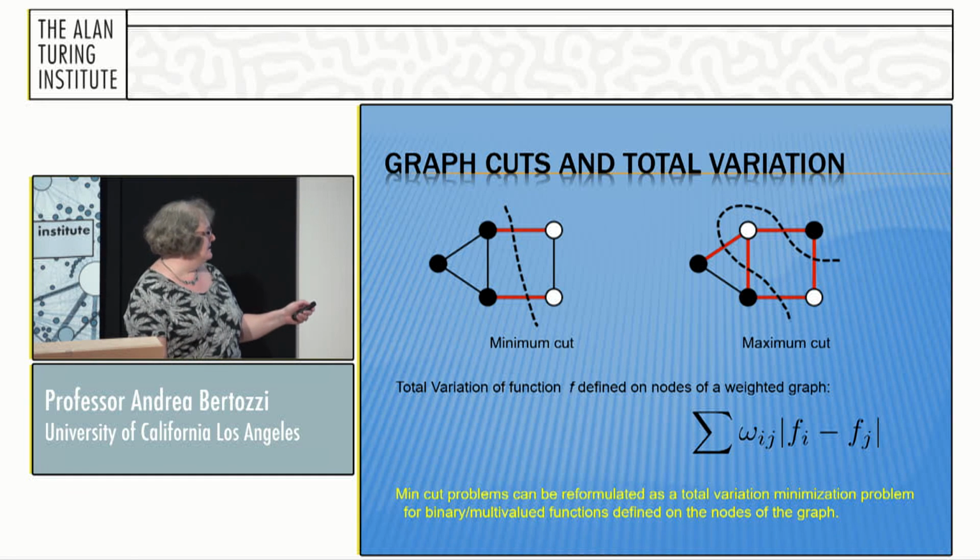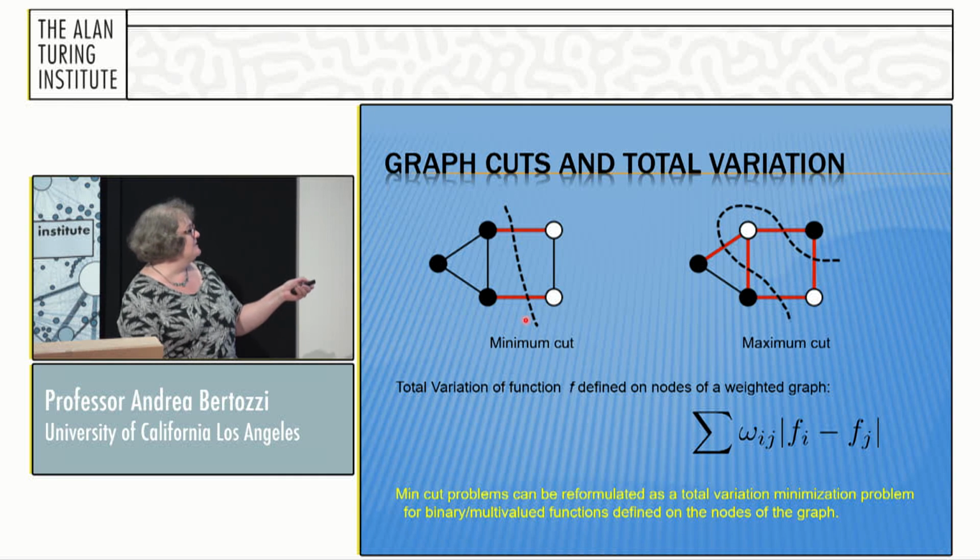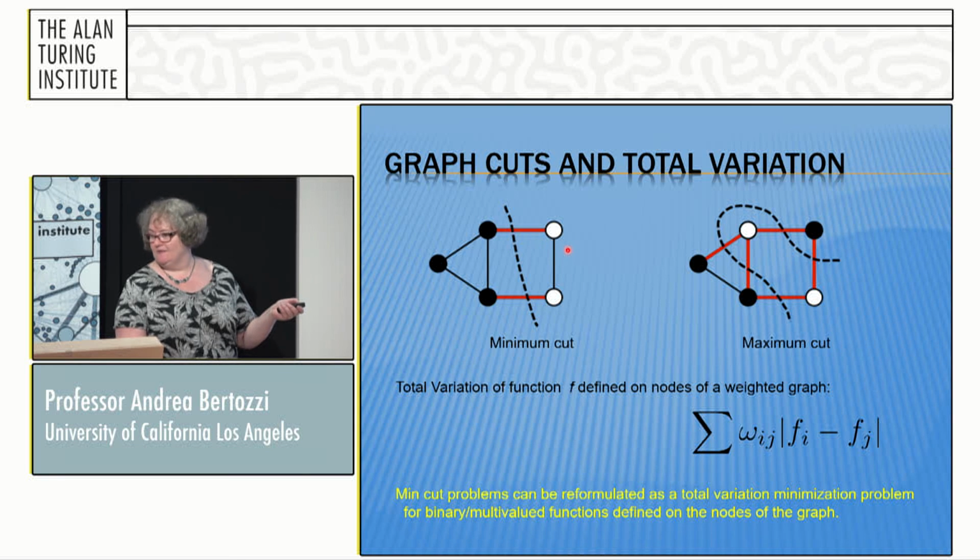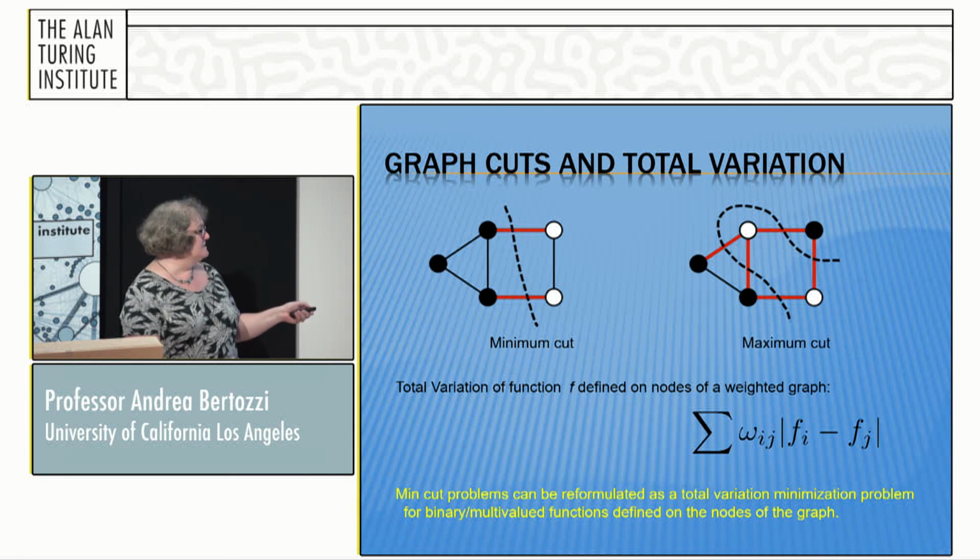And so if I take an assignment function f, and I want to measure the size of the cut, what's that doing? If I color some of my nodes black and some of them white, I need to sum up all of the weights between unlike nodes, and that tells me how big the cut is. Okay? So I can write that as a formula for f, the sum of all the weights times the absolute value of f_i minus f_j.